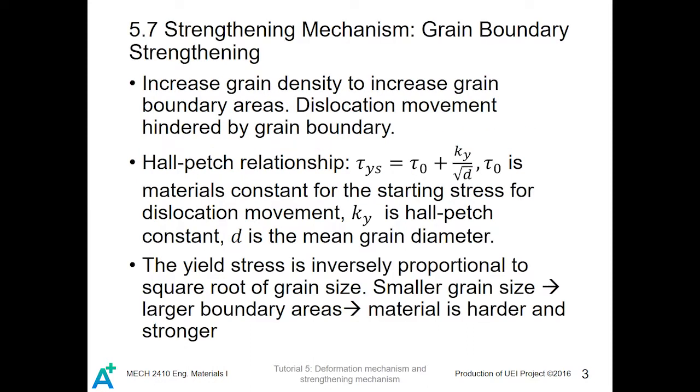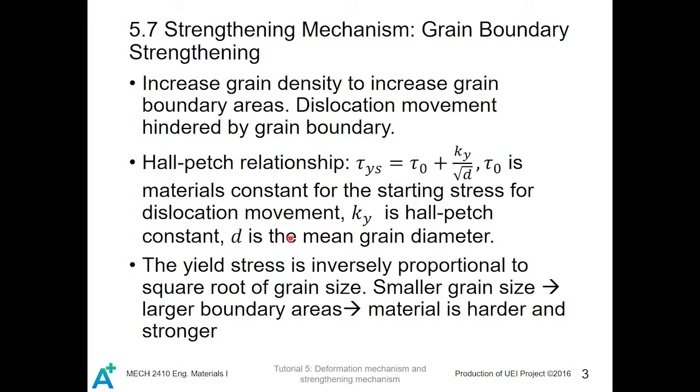By increasing the grain boundary density, that is, the grain boundary area, dislocation movement will be hindered by the increased amount of grain boundaries, which we call grain boundary strengthening. There is one relationship that describes such strengthening. This term is the material's constant for starting stress for dislocation movement. Ky is a constant.